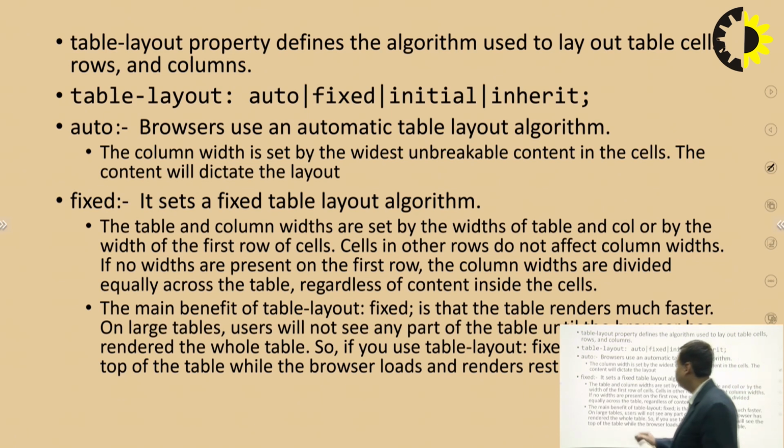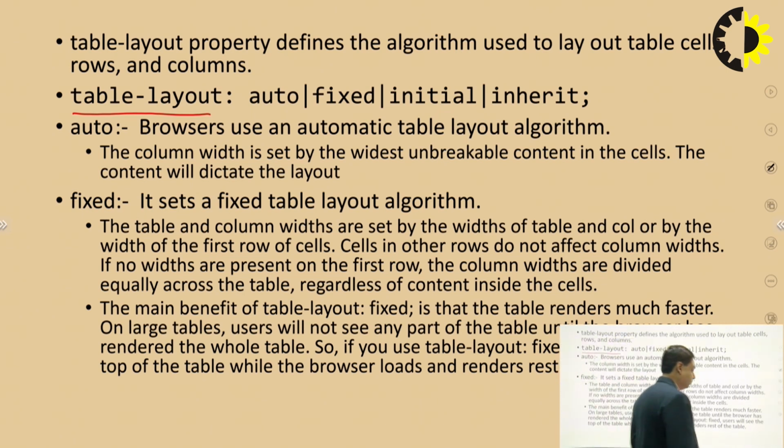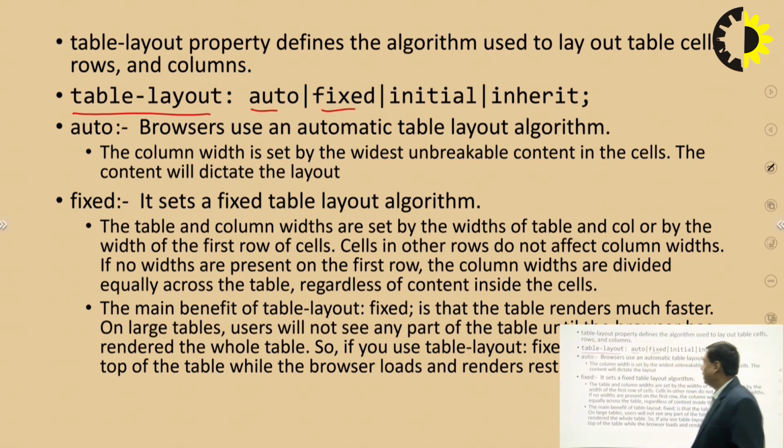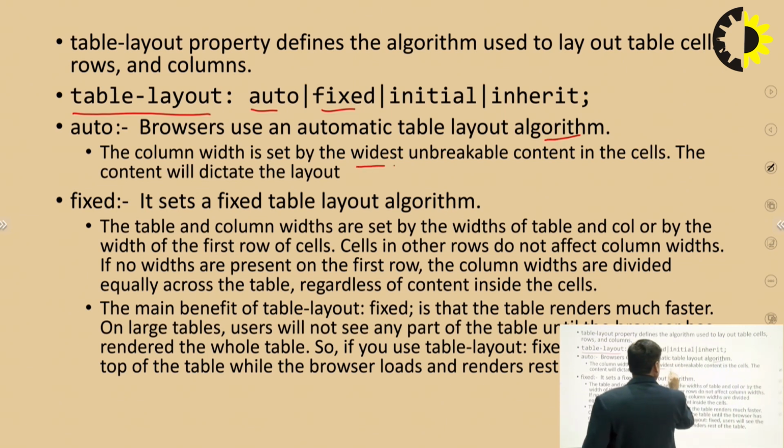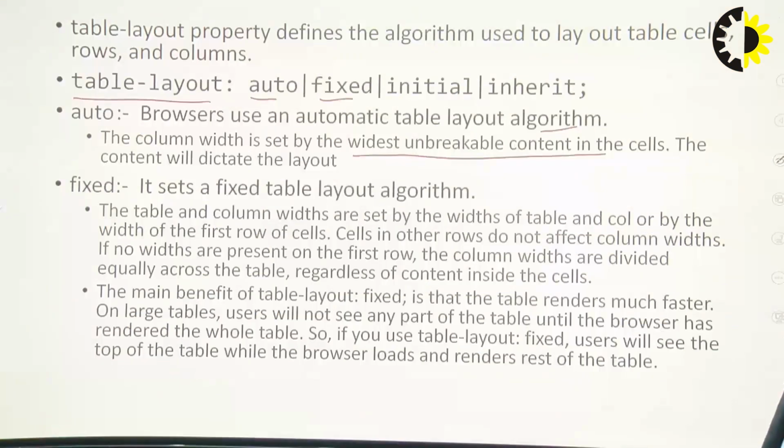Whenever we have a big table, it will take time to load in the web browser, because it will take time to load from the server to the client machine. So there are two approaches that are important whenever we have a long table. We can give table-layout auto and fixed. By default it is auto. In that case the column width will be set by the content of the cell, by the unbreakable content.